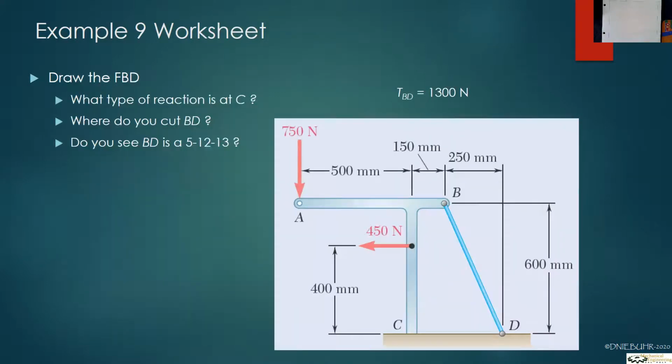When thinking about your free body diagram, you want to think, what is the type of the reaction at C? Where do you cut your BD? And did you see BD was a 5, 12, 13 triangle? Learn to recognize those because it'll make your life easier. If you take the 250 and double it, that's 500. If you take the 600, that's 1200. So there you have the 5 and the 12. Even the 1300 newtons is going to make the answers easy. It's going to mean it's 500 in the X and 1200 in the Y. So let's go ahead and do this problem.